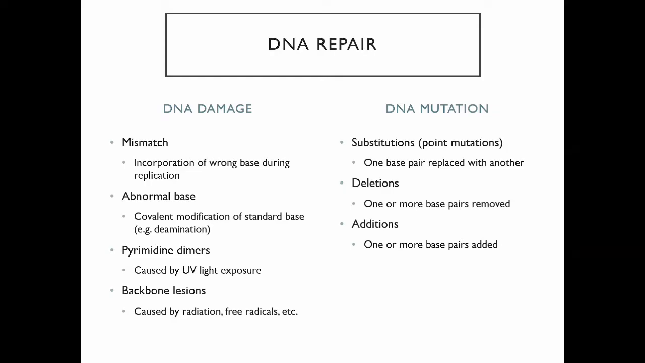A mismatch is whenever the wrong base is inserted into a growing DNA strand during replication. So this would usually be an error by the DNA polymerase, like if it put an adenine across from a cytosine, for example, but then didn't fix itself. So this would be a mismatch that was not repaired by the intrinsic error checking mechanism of the polymerase.